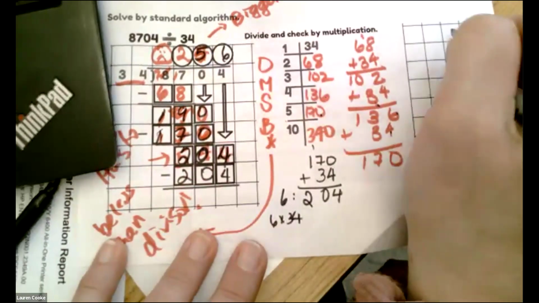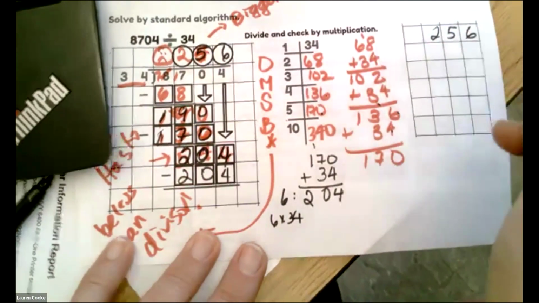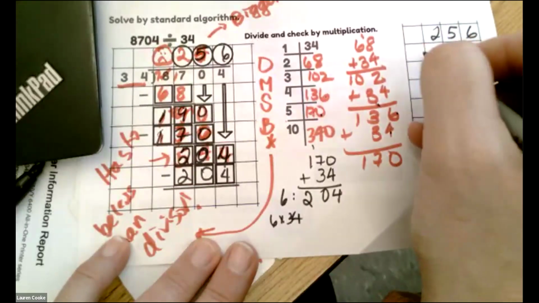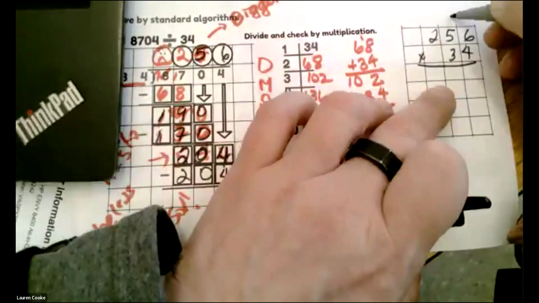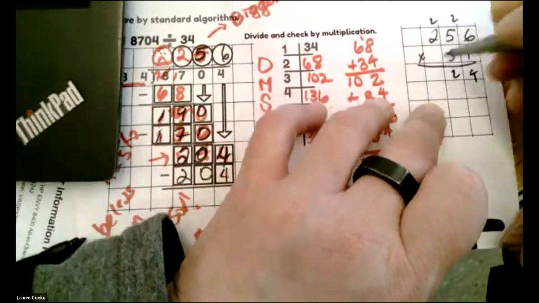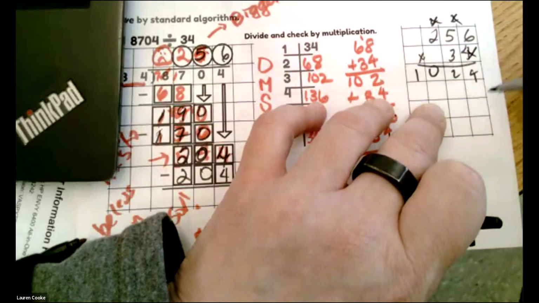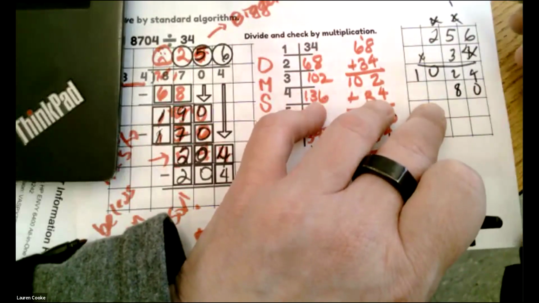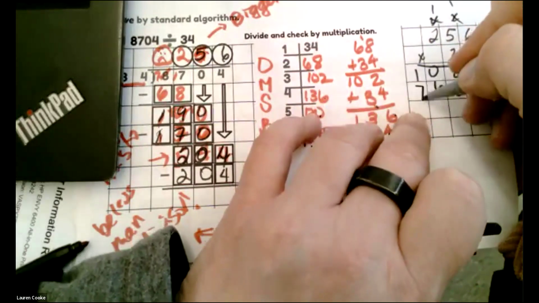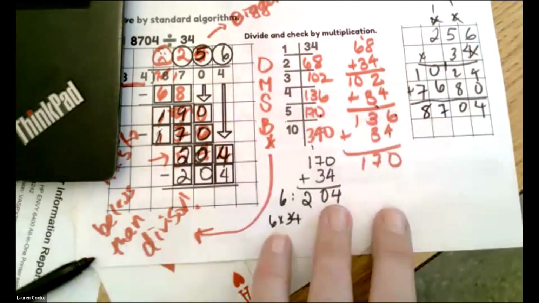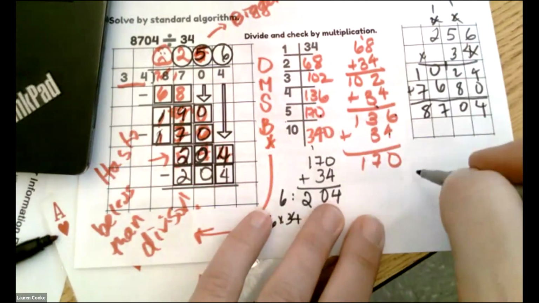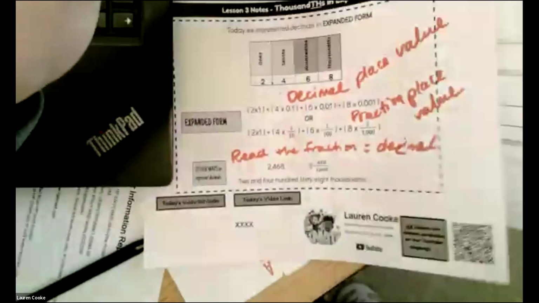So I know that 256 times 34 is where it's at. Okay, I'm going to do this really fast. 24, 22, 10, 0, 18, 16, 6, 7. 8,704. Ooh, yeah. Okay. All right, let's get back to some decimals.